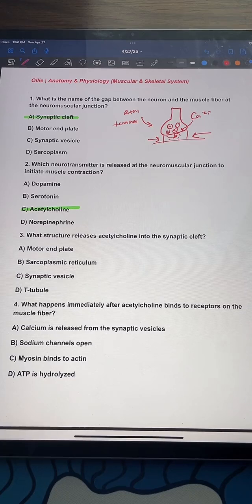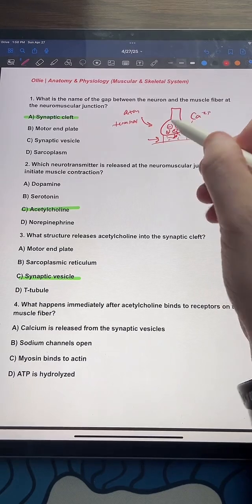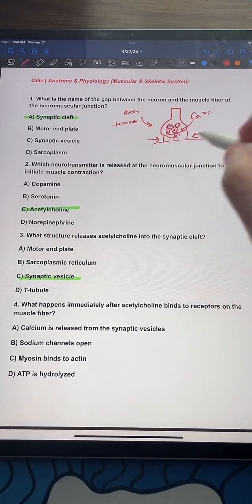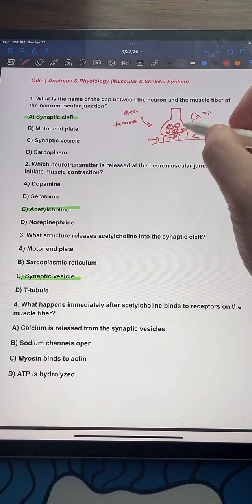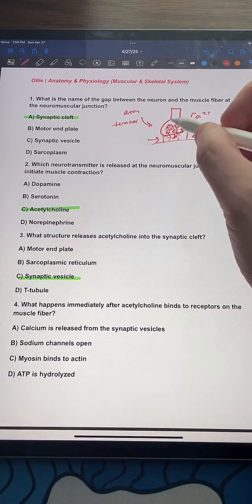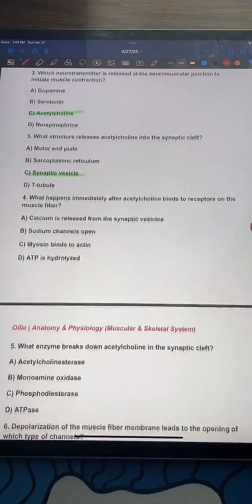Number 3, what structure releases acetylcholine into the synaptic cleft? We just kind of talked about that. The answer is C, the synaptic vesicle. Like I mentioned in this diagram, we have vesicles that calcium carries across and binds to the end, and through exocytosis, it will release acetylcholine into the synaptic cleft, initiating our muscle contraction.